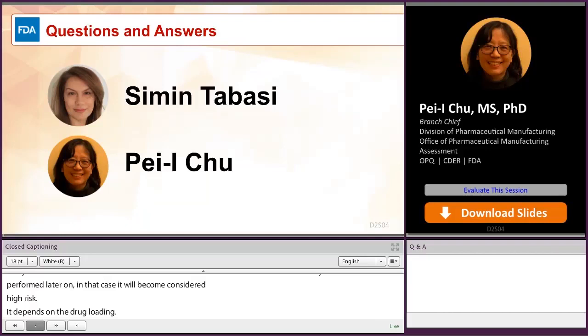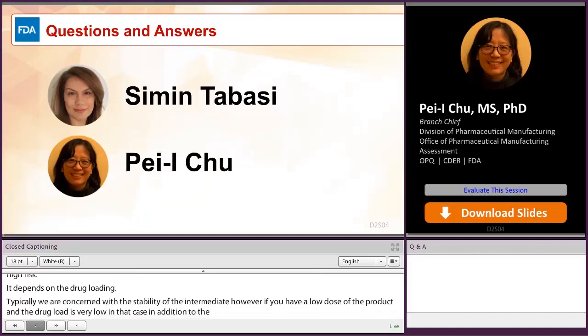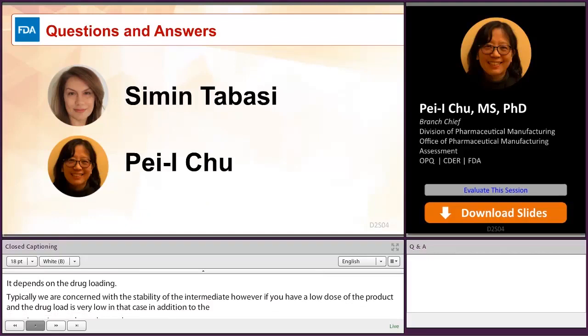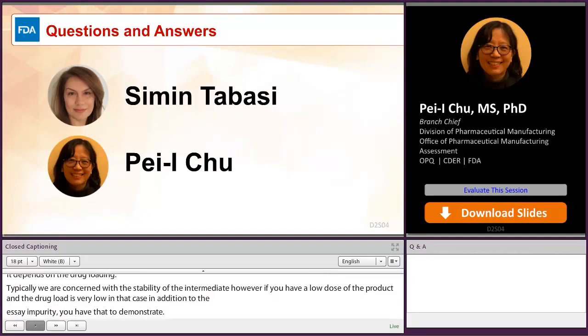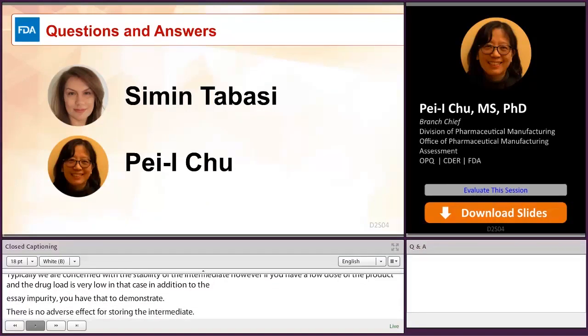And also, it depends on the drug loading. So typically, we are concerned with the stability of your intermediate. However, if you have a low dose product, then the drug loading will be very low.